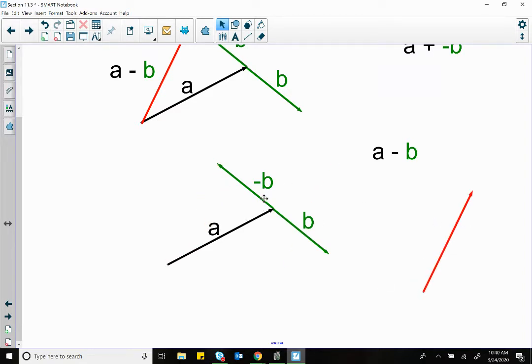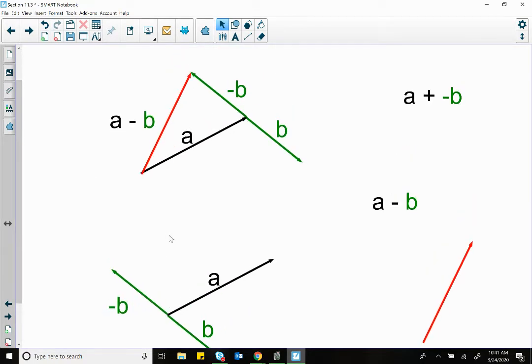We could have them all start from the beginning. So they both share the initial point, and again, that's the original vector B. The opposite vector looks like this. Okay. That's the opposite vector.